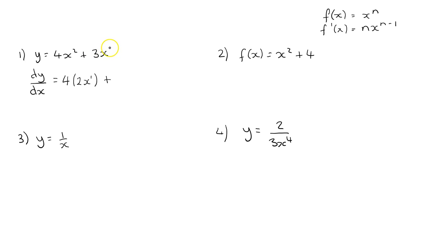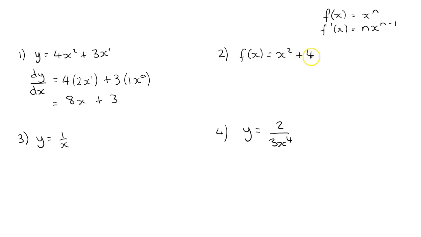Now this is 3x to the power 1. We just don't need to write the 1. So the 1 will come down as the multiplier, and x will go to the power 0. Now anything to the power 0 is 1. So this last term becomes 3 times 1 times 1, which is just 3. So let's multiply out our first term. 4 times 2 is 8, just x, plus 3 times 1 times 1 is 3. So the derivative of this first expression is 8x plus 3.